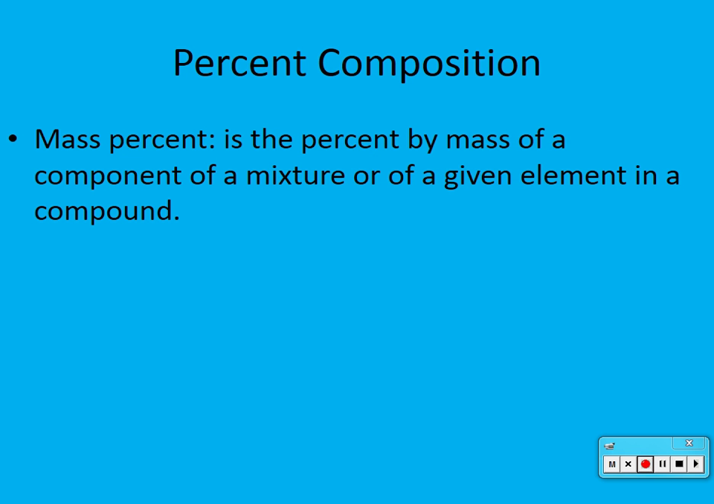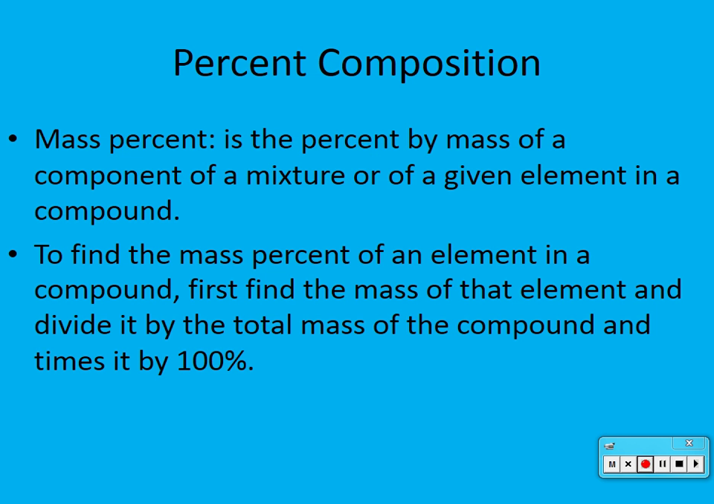So mass percent, you're supposed to write down the definition. It's the percent by mass of a component of a mixture or a given element in a compound. After we go through some example problems, that'll make sense. It's just a percentage of the element by mass. To find the mass percent of an element in a compound, you first find the mass of that element and divide it by the total mass of the compound, and then you times it by 100%. Just like you would find percent on a test, you would take the number that you got right, divide it by the total number on the test, and then times it by 100. Same thing here. It's exactly the same.